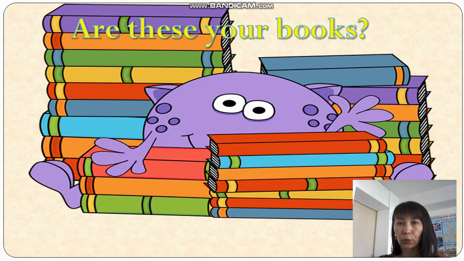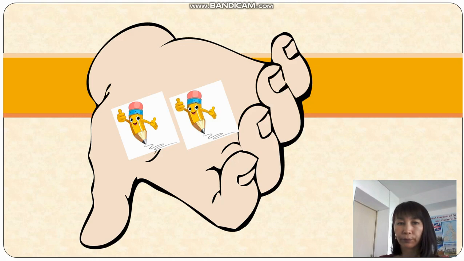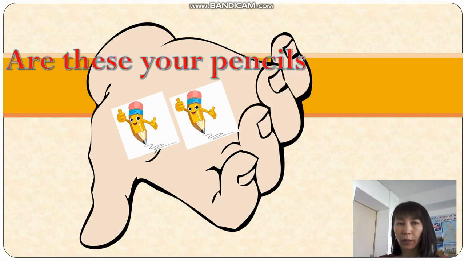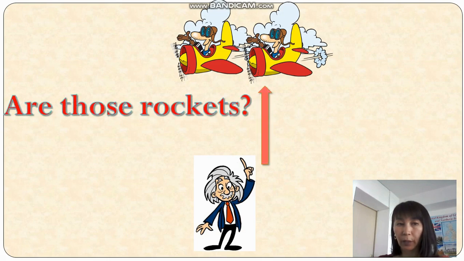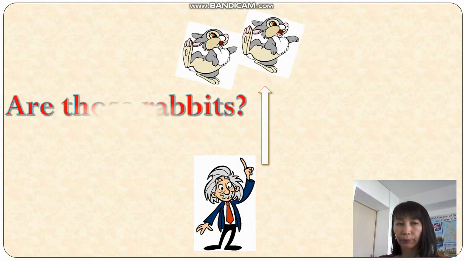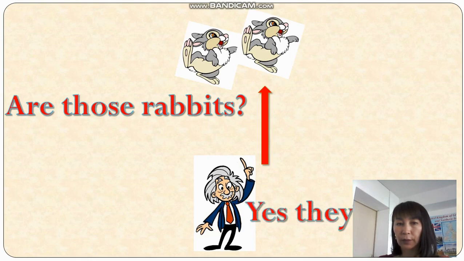Are these your books? Yes, they are. Plural forms. Are these your pencils? No, these are not. Are those rockets? No, they are not. Are those rabbits? Yes, they are.